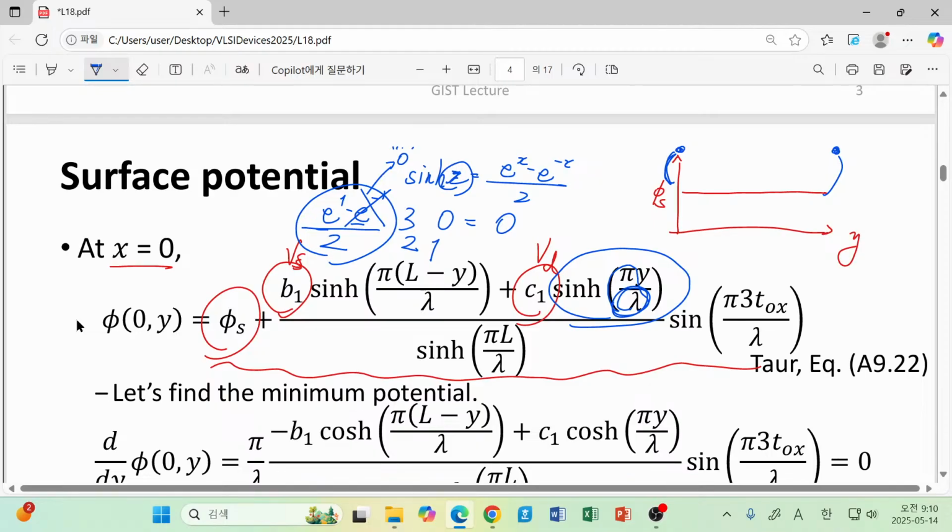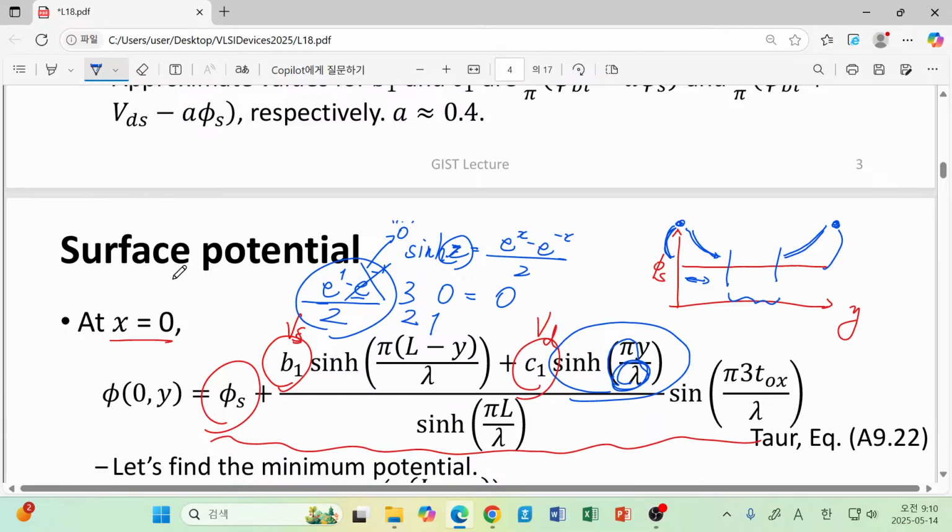Anyway, if we go a little bit further than this length scale, the additional potential will diminish quite rapidly, and we will have just the behavior of a long channel device. Otherwise, we will get a certain potential change here. So that is the problem.